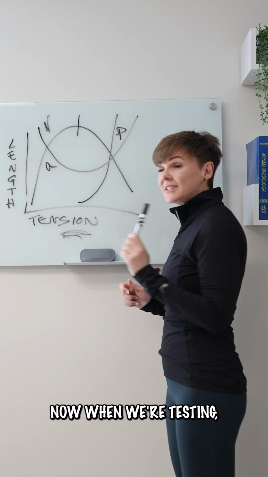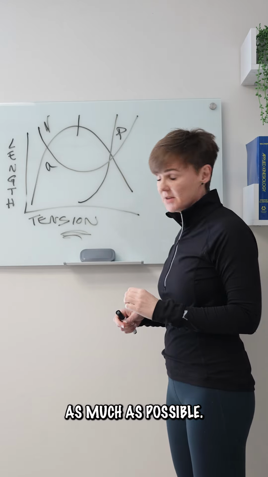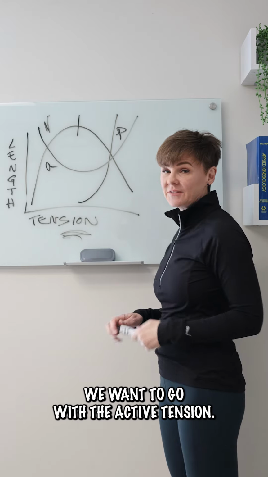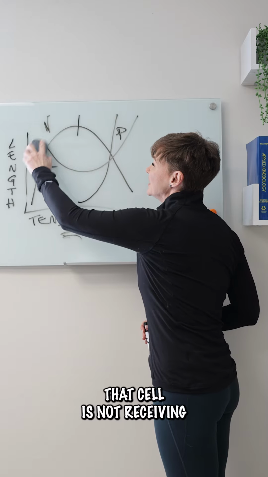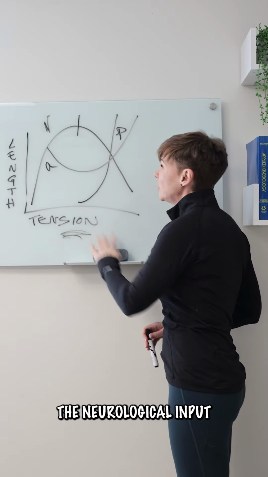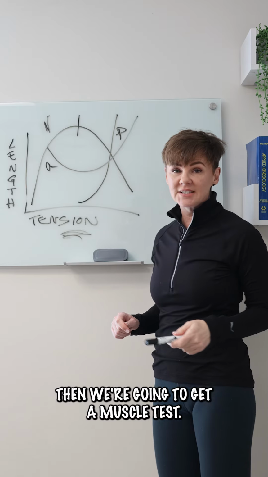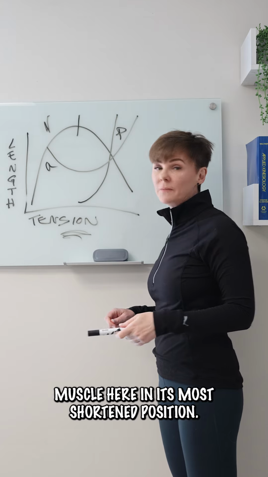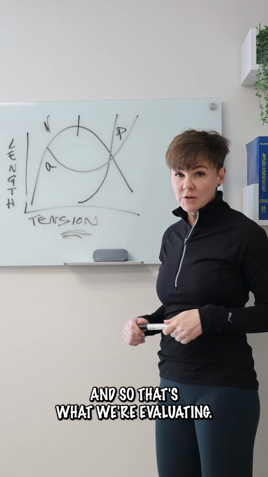Now, when we're testing, we want to rule out passive tension as much as possible, take that out of the equation. We want to go with the active tension. And if that cell is not receiving the neurological input that it should be getting, then we're going to get a muscle test and it's going to show us that it's weak. It's very easy to identify a weak muscle here in its most shortened position. And so that's what we're evaluating.